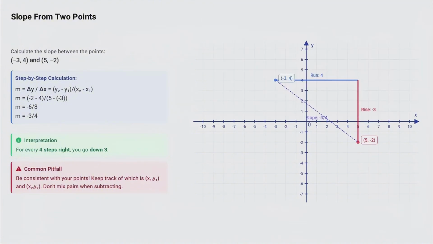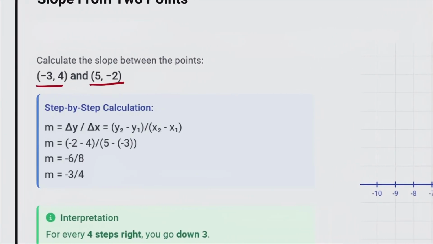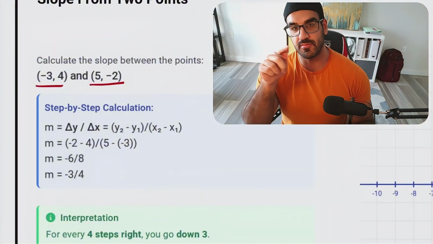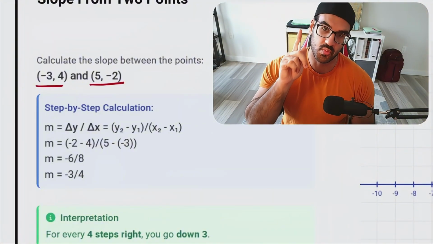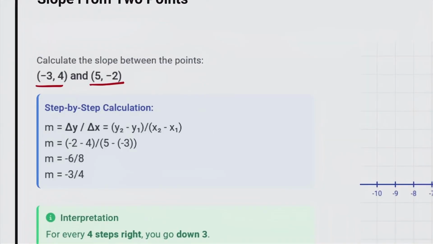We have 2 points: (-3, 4) and the second point (5, -2). Based on the fact that through any 2 points only one line can cross, which is a fact, I have these 2 points, (-3, 4) and (5, -2), and I would like to find the slope between these two. How can we draw that?